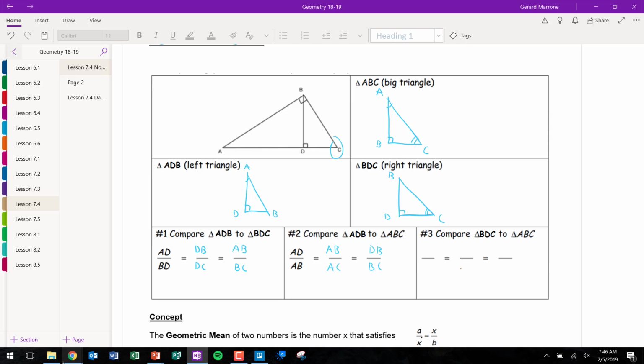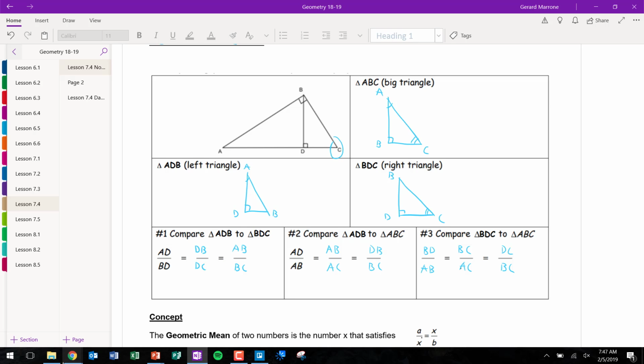And then if I compare my littlest triangle with my big triangle, I'm sorry, we're going to reverse that. We're going to compare the little one to the big one. I've got BD over AB, and then comparing the hypotenuses, I've got BC over AC, and then comparing the bases, I've got DC over BC.